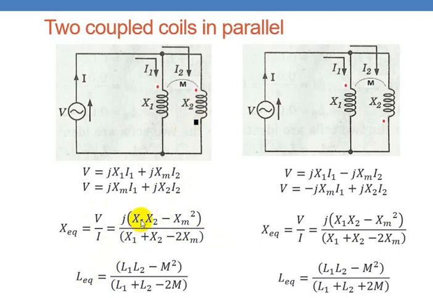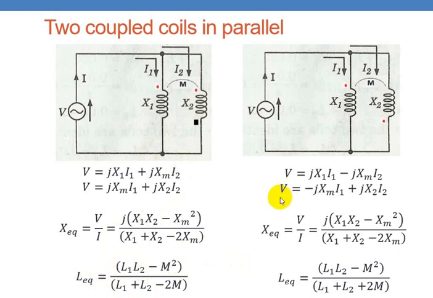You know that x1 is nothing but omega L1, x2 is nothing but omega L2, and xm is omega M. So substitute and get an equation for L equivalent, which will be equal to (L1 L2 minus M square) by (L1 plus L2 minus 2M).